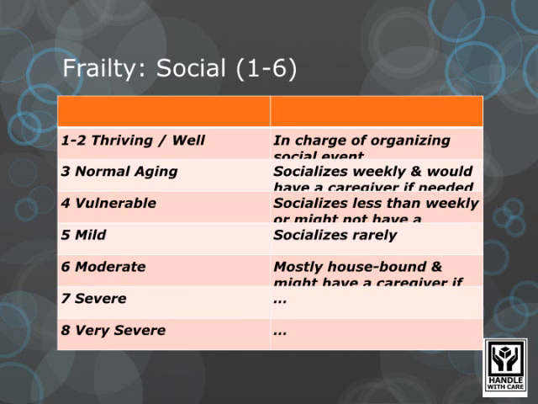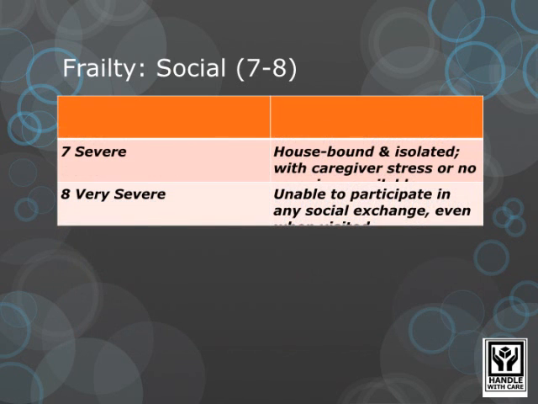Number 5 or mild, they socialize rarely. Moderate, they're mostly housebound and might have a caregiver. Severe, they're housebound, isolated, there's caregiver stress, or there's no caregiver available. Very severe, they're unable to participate in any social exchange, even when visited.